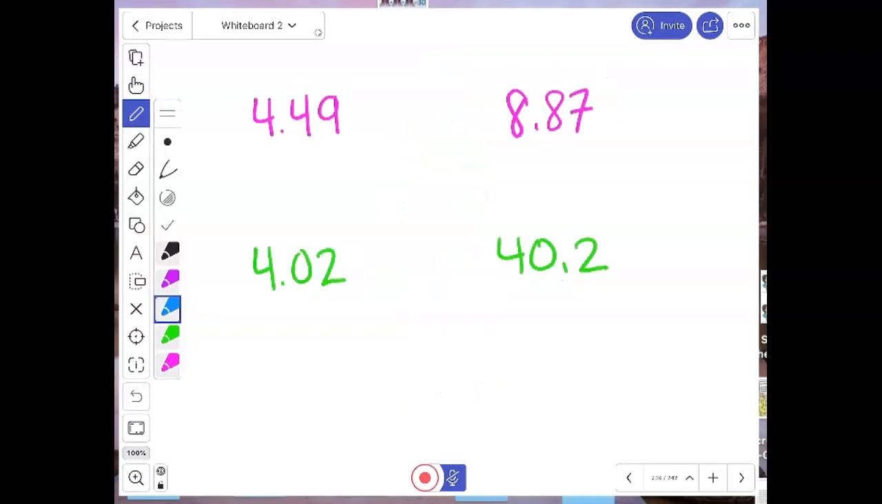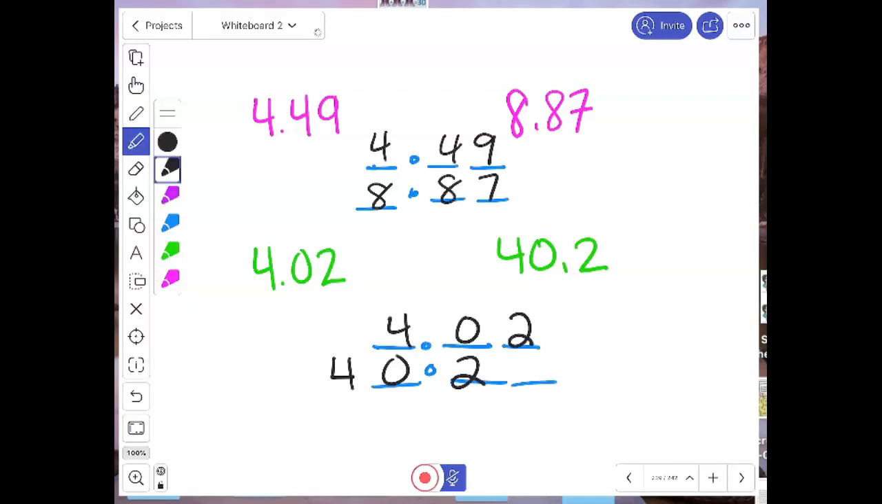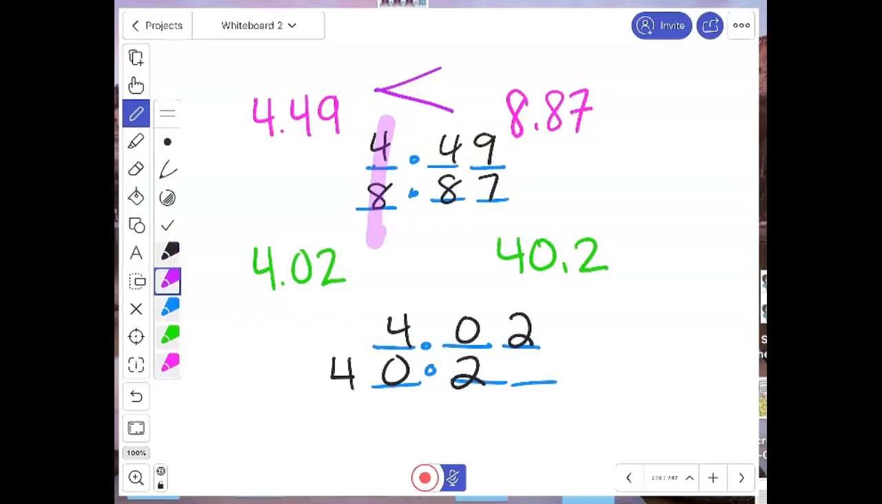All right, your turn. You're going to stack them, fill them in. Line up your decimals, stack up your numbers, fill in any open places, then compare and come back and check your work. All right, let's start with this top one. I stacked it up, lined it up. Now I'm just ready to compare. So 4 is less than 8, therefore 4 and 49/100 is less than 8 and 87/100.